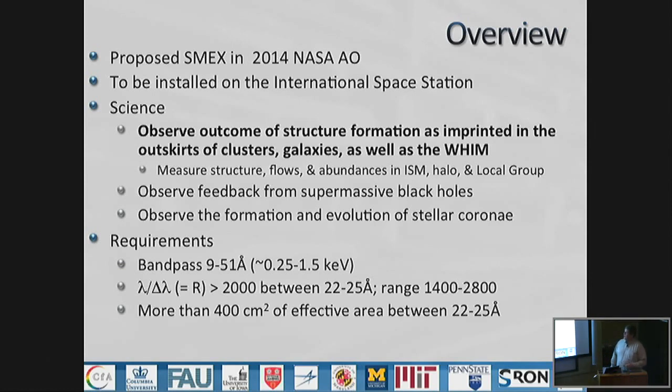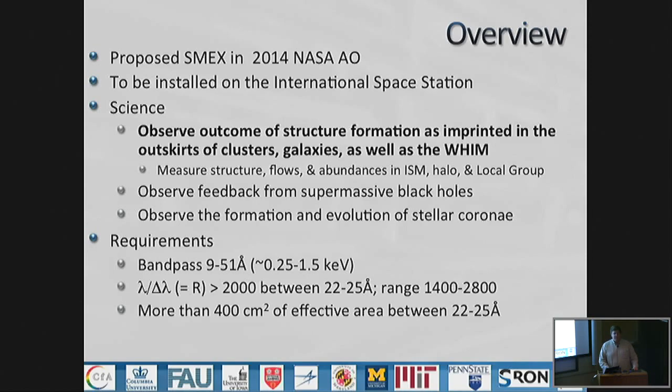We're shooting for a resolution greater than 2,000 overall range around this. It turns out, for various fairly straightforward technical reasons, it's hard to make a grating spectrometer with a constant resolution across the entire bandpass. So what we've done is chosen to maximize it right here around where the oxygen lines are. So this is our primary goal. Effective area is more than 400 square centimeters in this bandpass, more than about 200 most everywhere else.